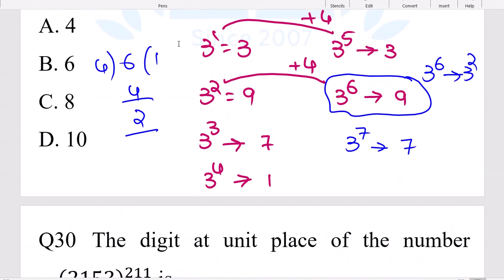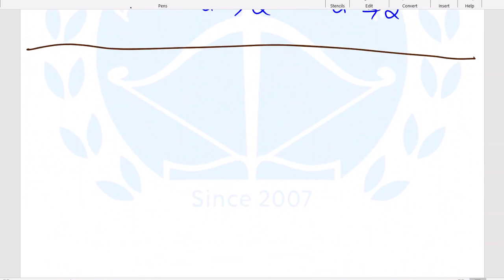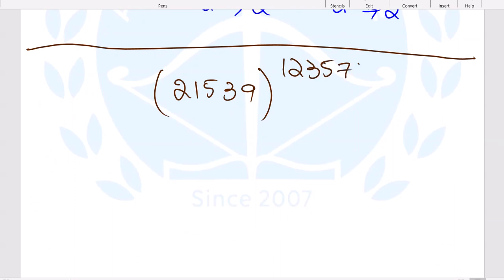Clear with the concept? Now, can anyone give the answer for this question? Now, you said cleared, so I am extending my discussion. This question was given in the GATE exam last year: 21539 whole power 1235716. They want the units place here, or last digit, also the same concept. Last digit in this, or units place in this.